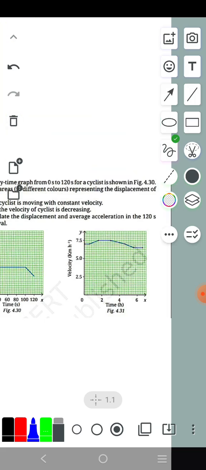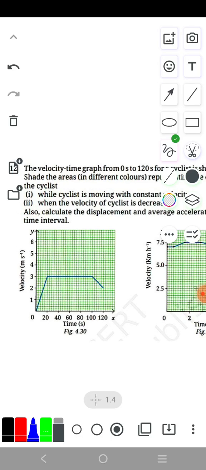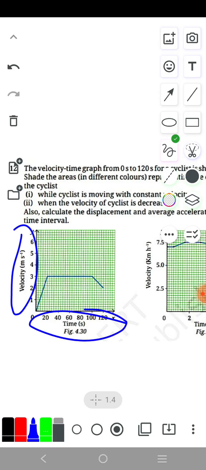Now you might be thinking, sir, how can we obtain displacement from here? Because here along y-axis velocity is given, and along x-axis time is given. So how is it possible to obtain displacement from the velocity time graph? It is very easy.